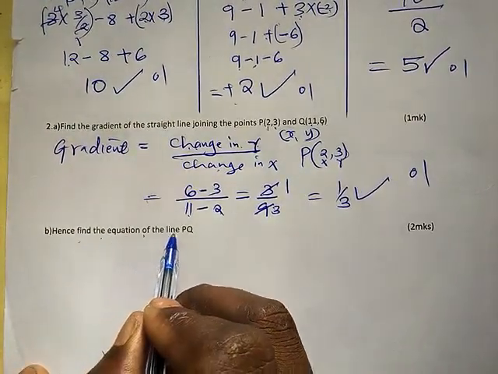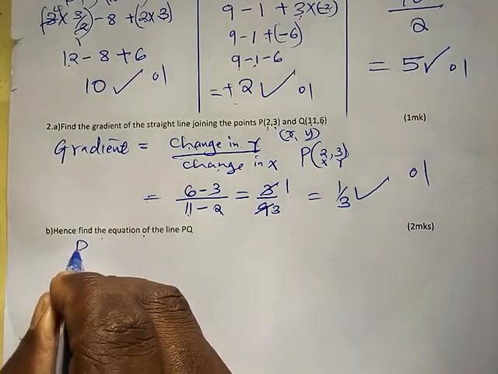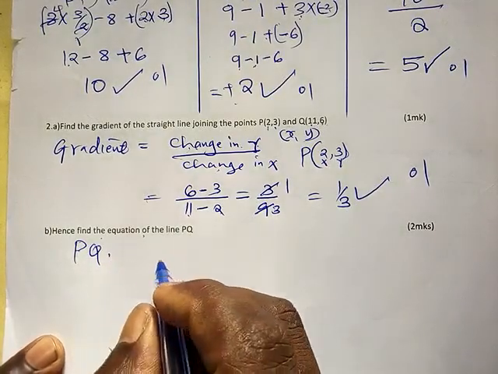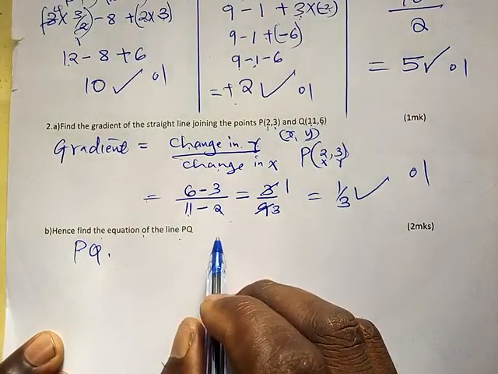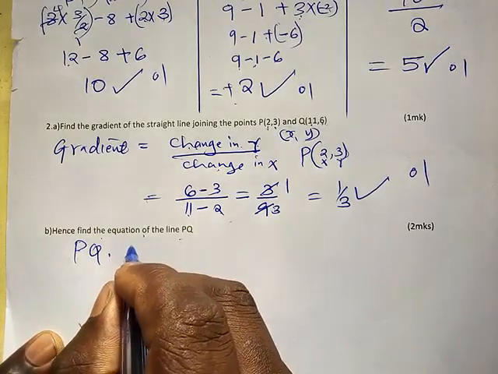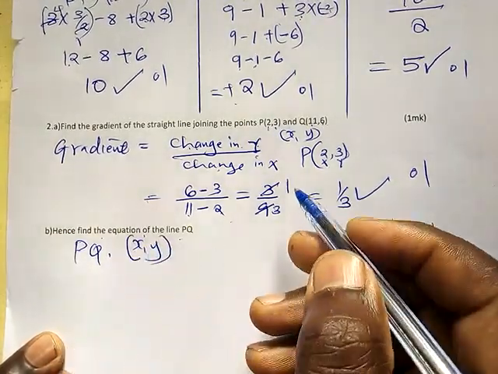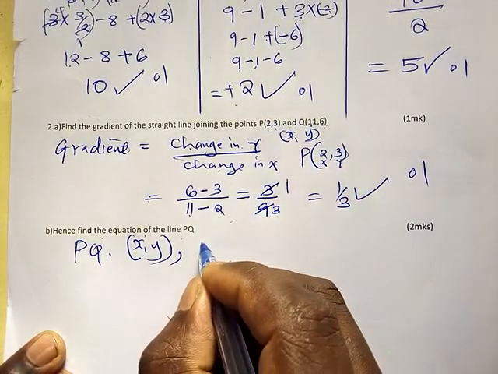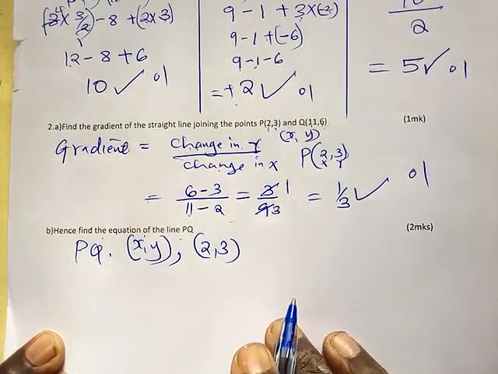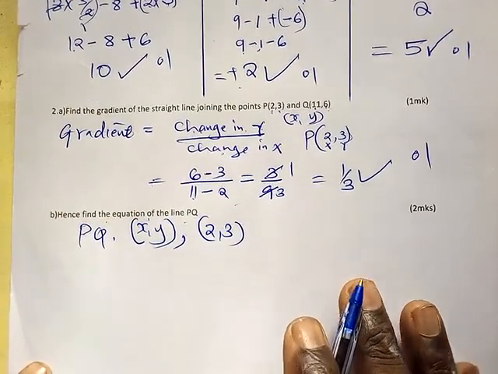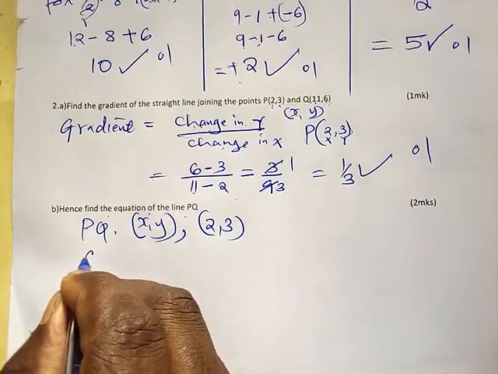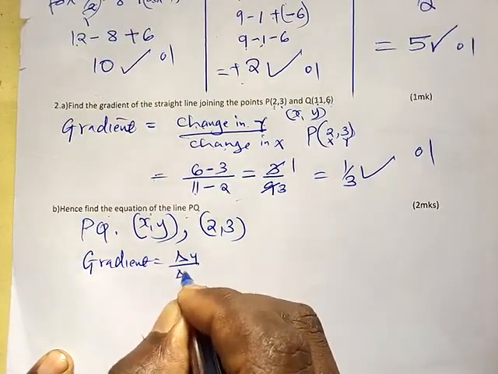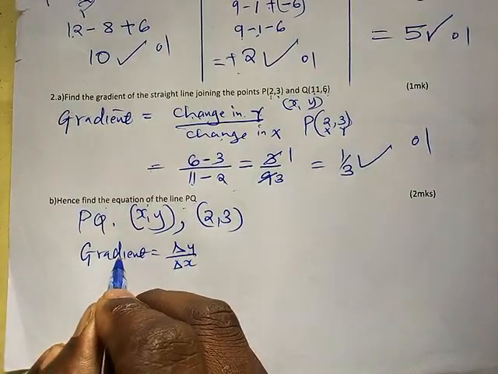Hence, find the equation of line PQ. So we want the equation of line PQ, but we already have the gradient. So for us to get the equation of line PQ, we take the general coordinate (x, y), and then pick one of the points here, this or this. Let me pick (2, 3). But we know gradient equals change in y over change in x.